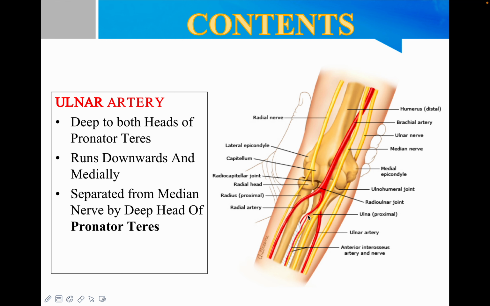The ulnar artery is a much deeper artery. It is present below the deep head of the pronator teres. If you see here in this figure, this is the median nerve, this is the ulnar artery. Above the median nerve, there is the superficial head of the pronator teres. Below the median nerve, there is the deep head of the pronator teres. And below the deep head of pronator teres, there is the ulnar artery.